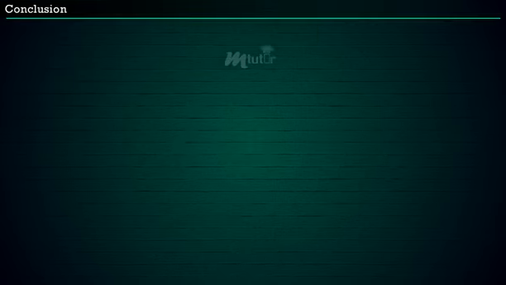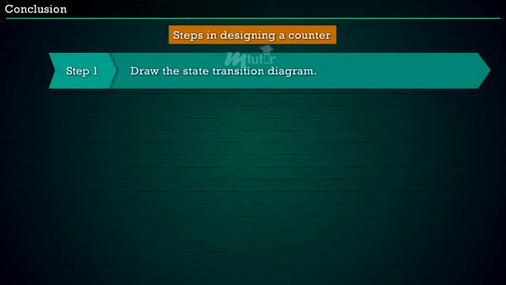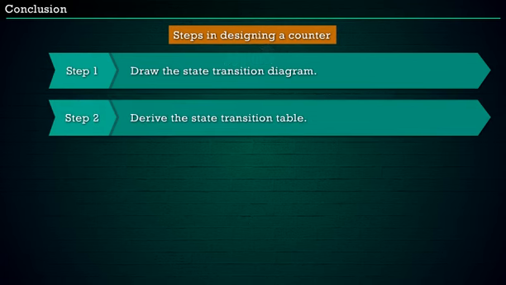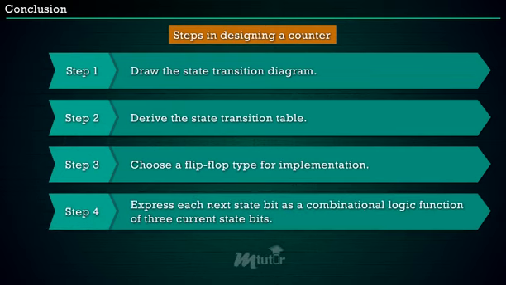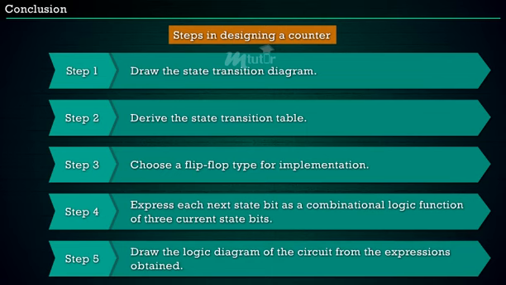Conclusion. From this, we have understood the steps in designing a counter. Step 1. Draw the state transition diagram. Step 2. Derive the state transition table. Step 3. Choose a flip-flop type for implementation. Step 4. Express each next state bit as a combinational logic function of 3 current state bits. Step 5. Draw the logic diagram of the circuit from the expressions obtained.